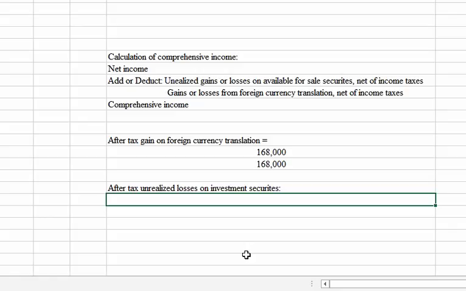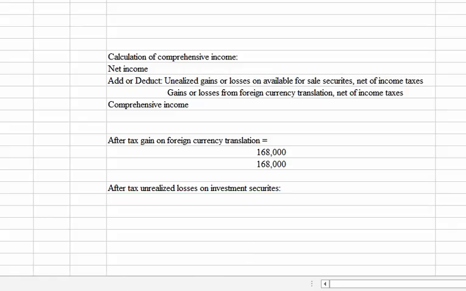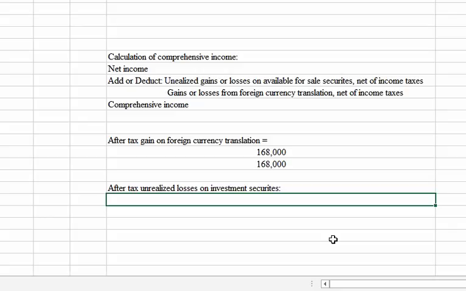Okay, we also want to calculate the after-tax unrealized losses on investment securities. The loss was 80,000. With the losses, we received a tax benefit. On the gain, there were taxes that we'd have to pay. We're not paying them now; we wouldn't pay the unrealized until later. But anyway, there's taxes we'd have to pay on a gain. There's some tax benefit for a loss.